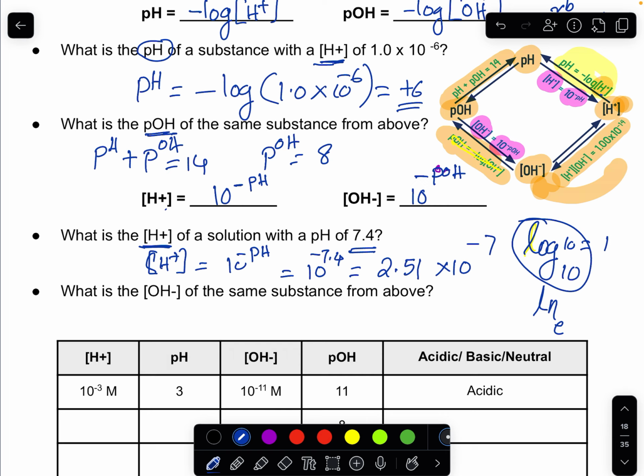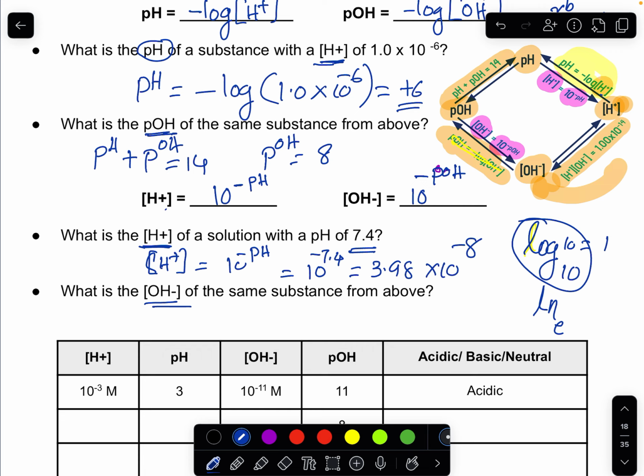Okay, now you have to find OH from the above. What is the answer? Negative 7.5. Different answer, right? That's why I said. It is 3.98 times 10 to the power of negative 8.